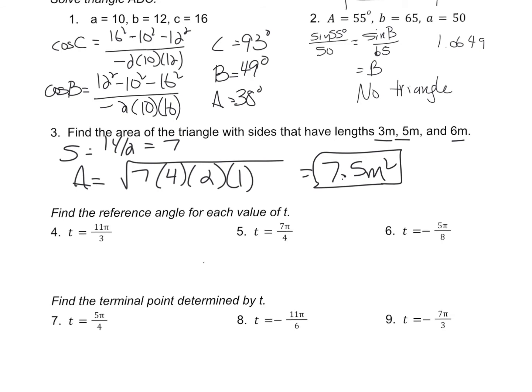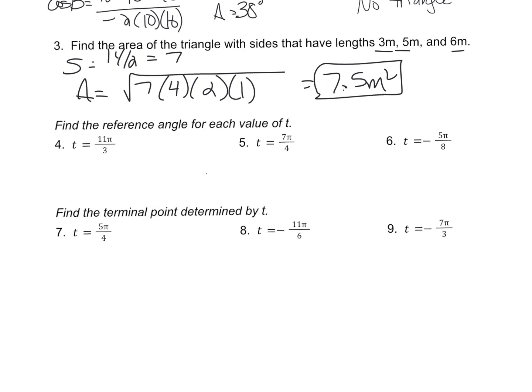All right. Number 4, 5, and 6 are really quick. Well, at least 2 of them are. Find the reference angle. If it's pi over 2 or pi over 3 or pi over 4 or pi over 6, remember what the trick is, you can just drop the top. So number 4, the reference angle is just pi over 3. And number 5 is just pi over 4. Those are really quick. Now, number 6, you kind of got to figure out. Remember, reference angle means how far from the closest x-axis it is.